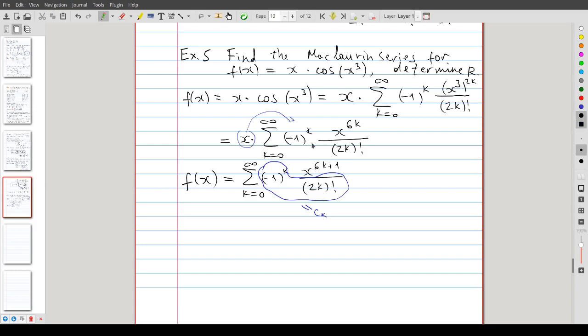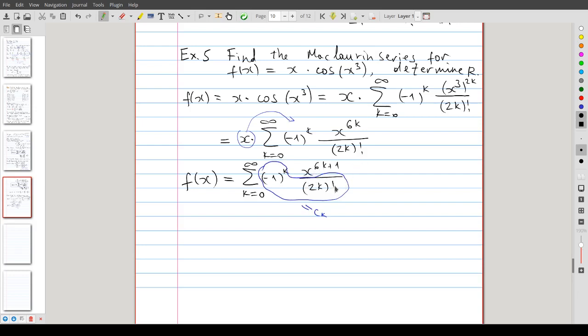What is the radius of convergence of this series? Again, we have two options. One would be to go ahead and use the ratio test to determine the radius of convergence of this series, just as we would do for any other power series.